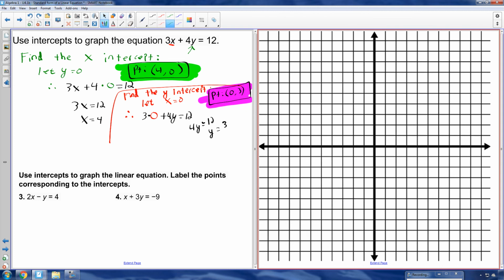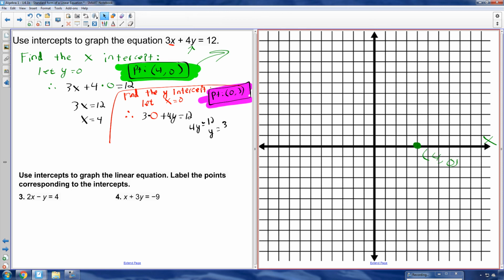You see the point in green right there? (4, 0). Where is that? Well, that's on the x-axis, right? At 4 and up 0. This is that point, (4, 0).